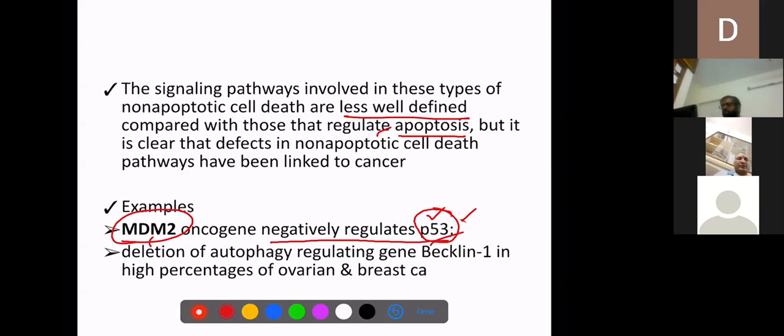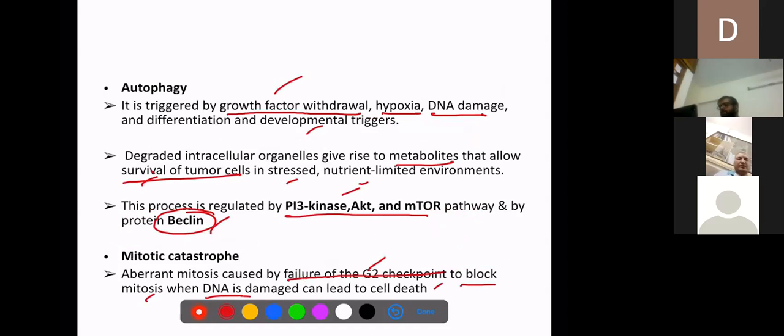Sometimes deletion of an autophagy regulating gene, Beclin, as I told you, is seen in high percentages of ovarian and breast carcinoma. So when it is studied, Beclin is present, and that is how we conclude that autophagy has a role in tumor progression.